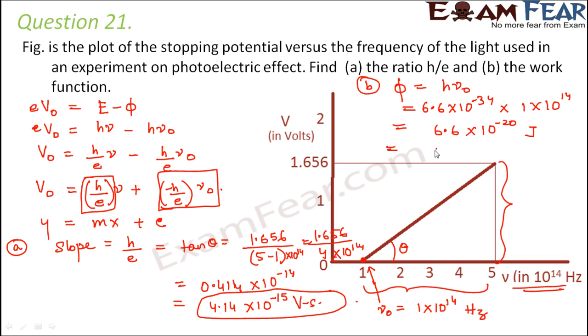Now if you want to convert it into electron volts, all you can do is just divide it by 1.6 into 10 to the power minus 19. So this comes out to be 0.414 electron volts.